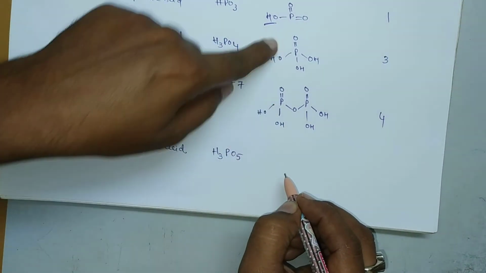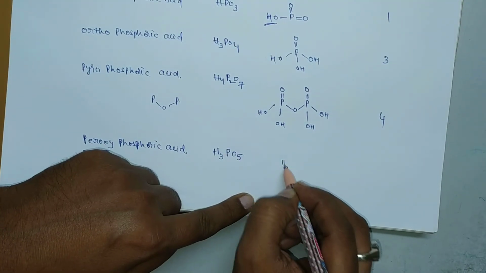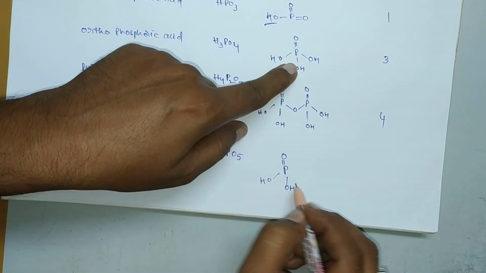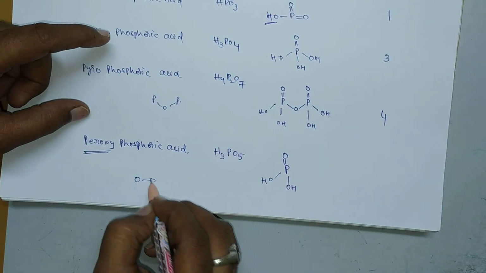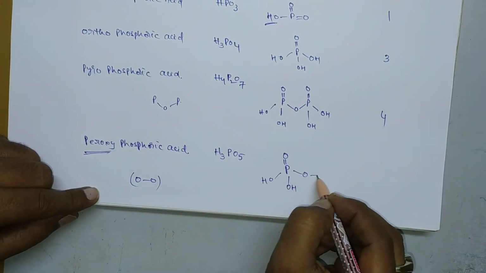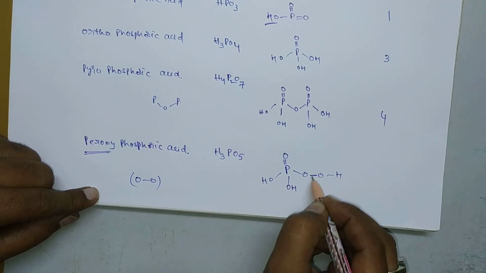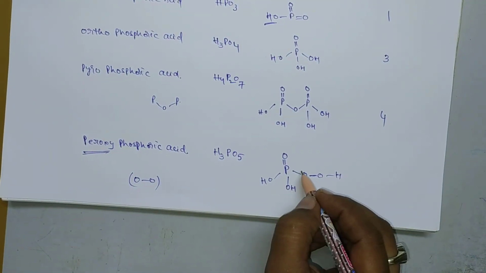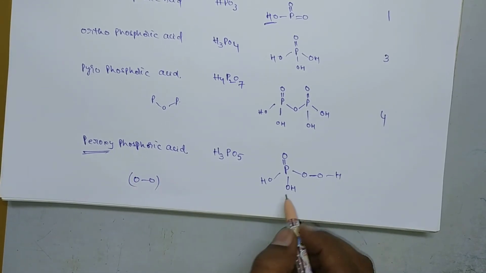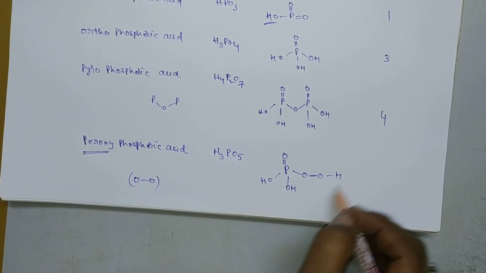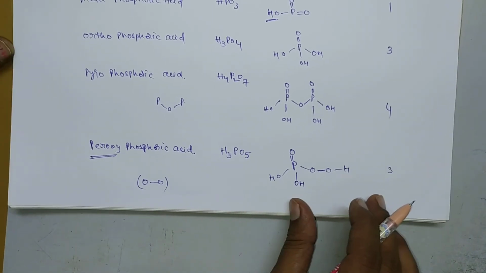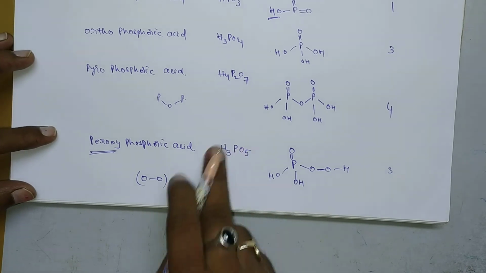You have to repeat this structure with a simple modification, that is the peroxy bond. Here one peroxy bond is there. Peroxy bond means OO bond. So here it is the peroxy bond, OOH. This is the structure of peroxyphosphoric acid. What is the basicity here? Here also it can donate 3 H plus ions, so the basicity is 3. So this one is the peroxy acid.